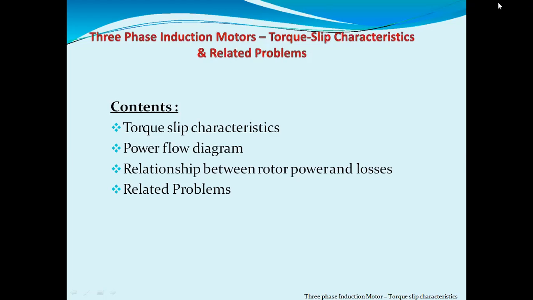Then we saw the torque equation for the three-phase induction motor. We say the torque produced by the three-phase induction motor depends mainly on three factors. First, it depends on the magnitude of the rotor current, which is the armature current. We take that current as I2, or we can say Ia. Suffix 2 is for the rotor, and suffix 1 is for the stator.